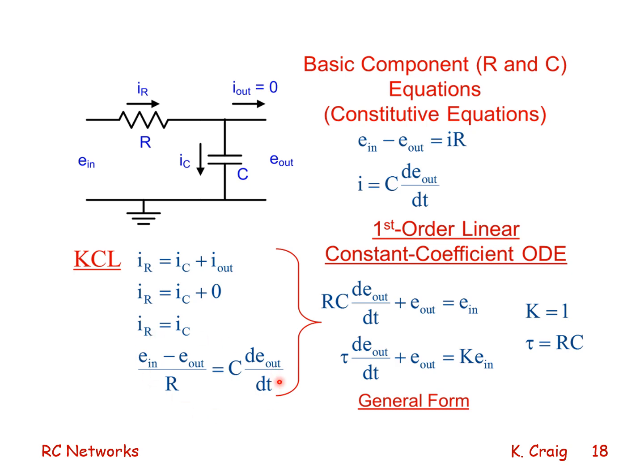If I rewrite this equation, I get this first order, linear, constant coefficient, ordinary differential equation. If I define RC as tau, and even though the coefficient of E in is 1, I'll generalize and say it's equal to K. And in this case, K is equal to 1. The general form of my equation is given here.